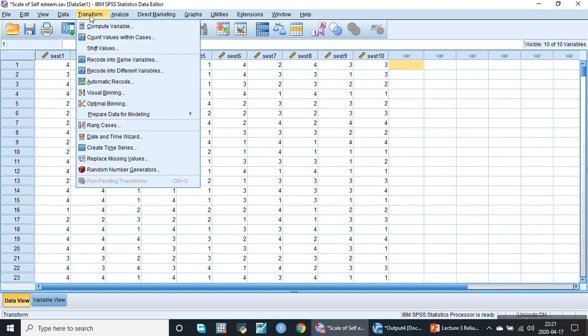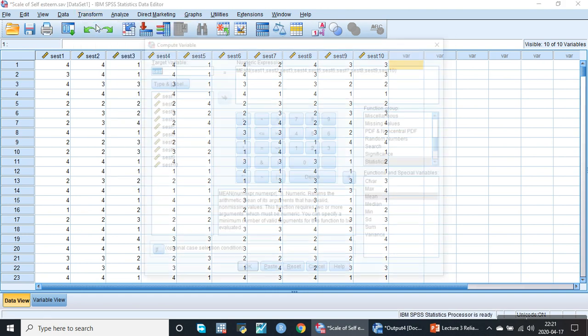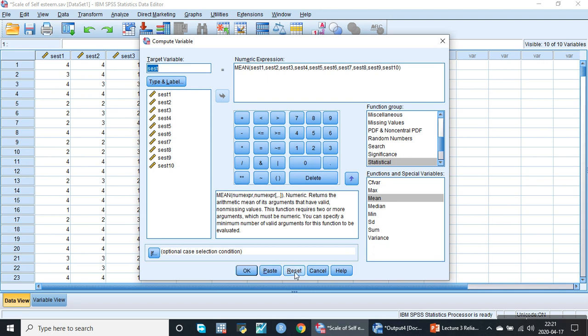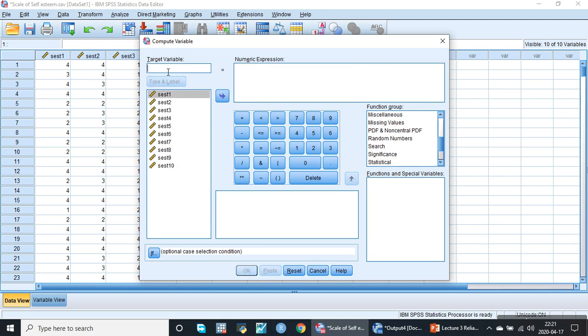Click on transform, then compute variable, and here in the target variable write the name of the variable on which you will calculate the mean value. So I am writing self-esteem. Self-esteem without a number will be the mean value, while 1 indicates it is question number 1, 2 indicates question 2, 3 indicates this is question 3 of the self-esteem scale. SEST mean, it is the mean value.